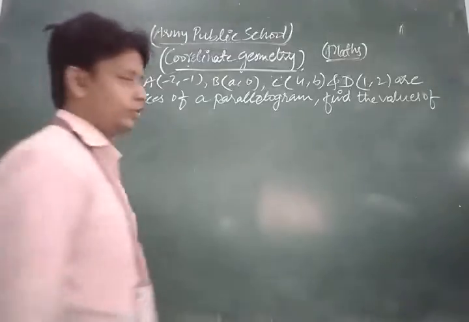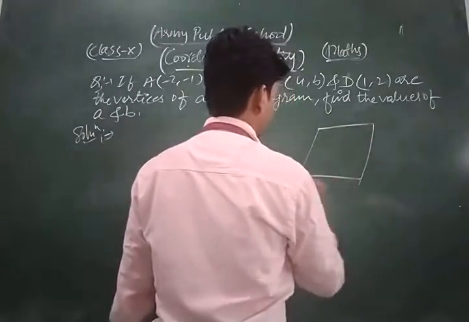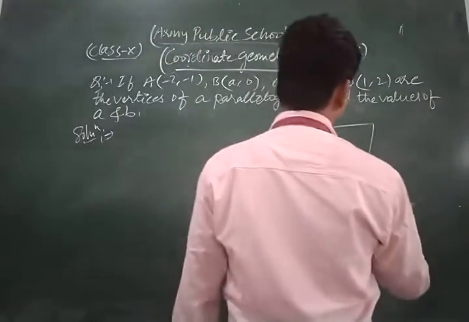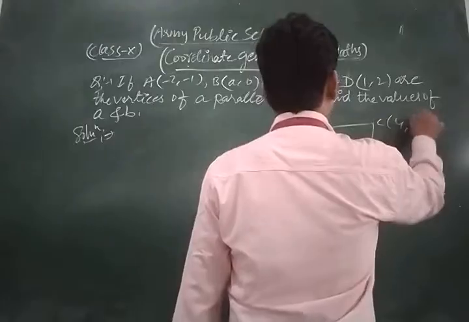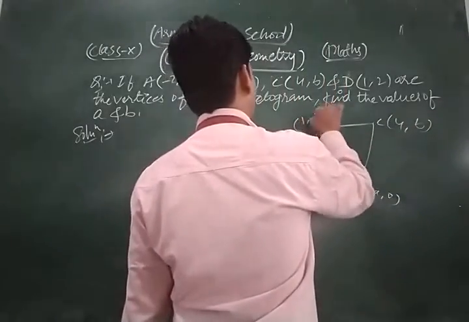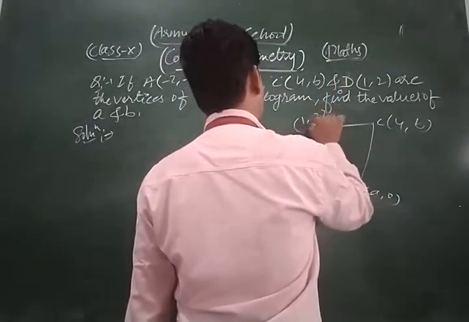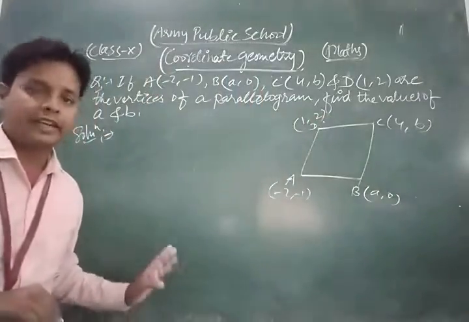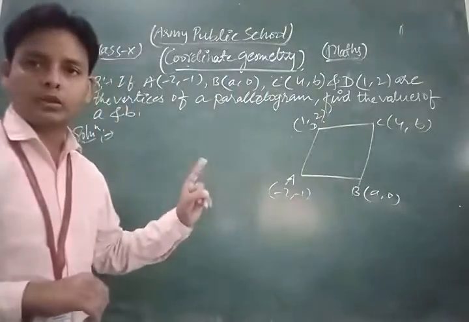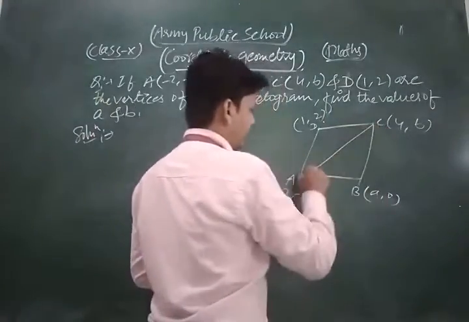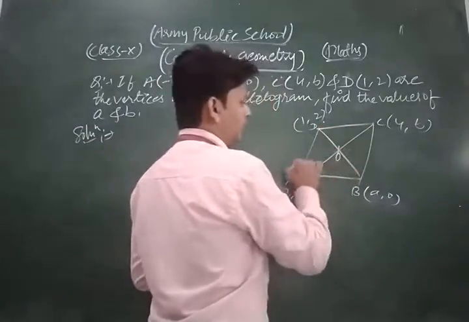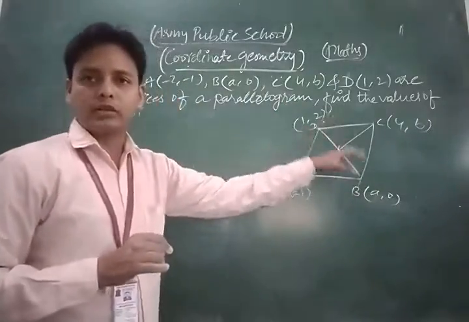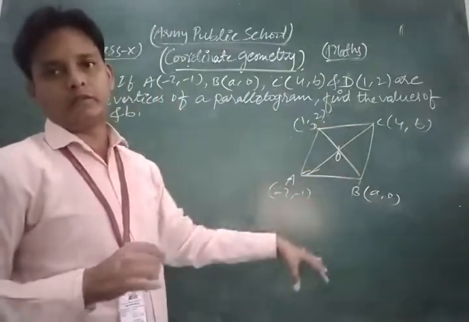Now look. So first we know that this is the parallelogram. We form that A is (-2, -1), B is (a, 0), C is (4, b) and D is (1, 2). This is point O. Now we find the value of a and b. Dear students, we know that the diagonals of the parallelogram bisect each other. Means if we call the intersection O, then it bisects at point O. Means O is the midpoint of AC as well as O is the midpoint of BD. So we apply the coordinate of O in both the diagonals.